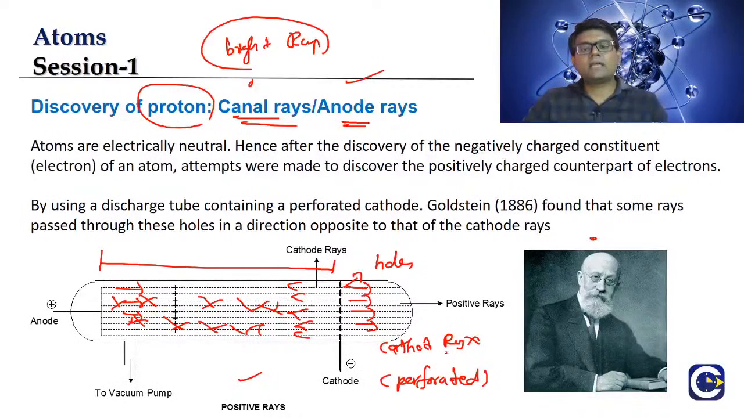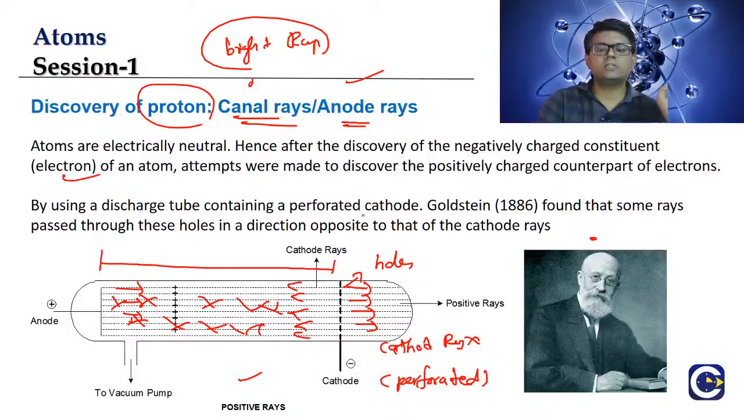The back side of the cathode rays will not be there. So if at all there are any rays, only those rays are going to be present on the back side of the cathode. This is the idea that Goldstein has used, where he did essentially the same setup that J.J. Thomson used.